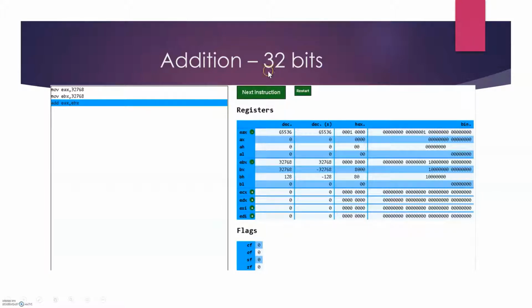Another example, adding two numbers in a 32-bit source. For 32 bits, our registers are EAX and EBX, and at the third command, as you can see, I add EAX and EBX, and my result comes to 65536, which is the sum of these two numbers.